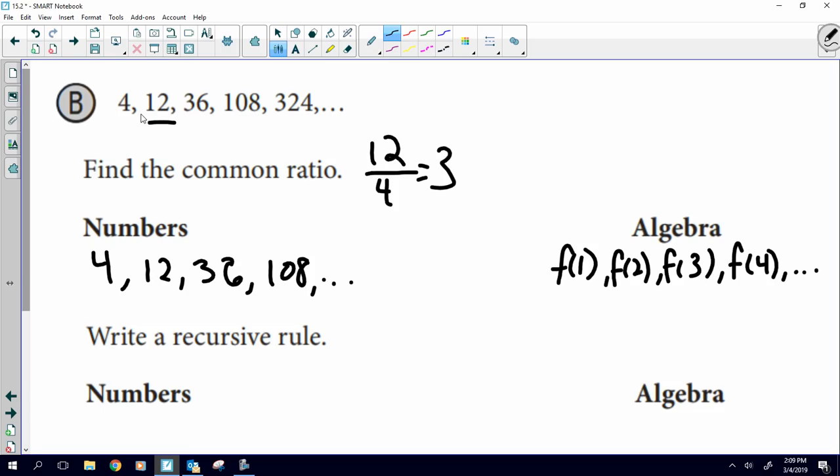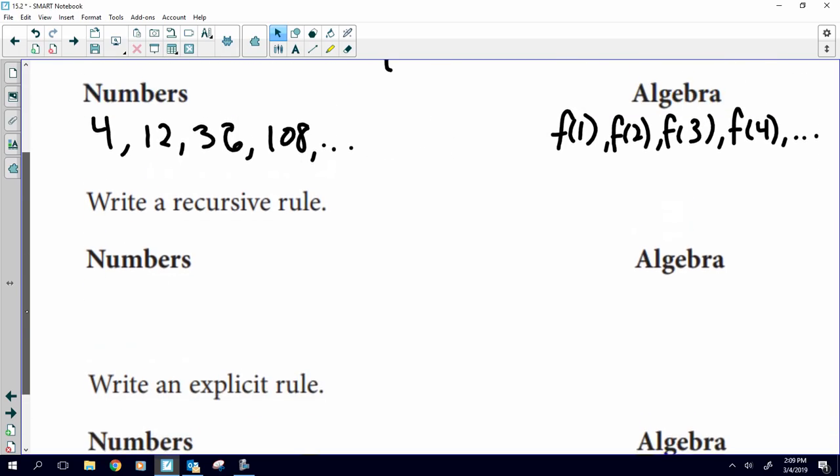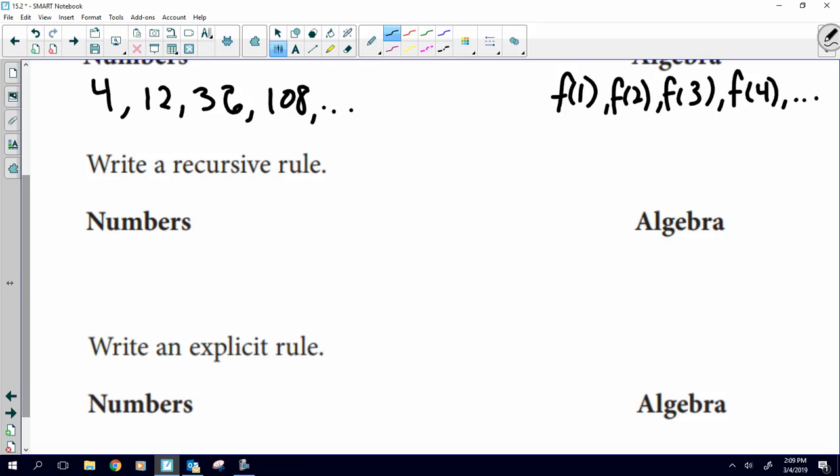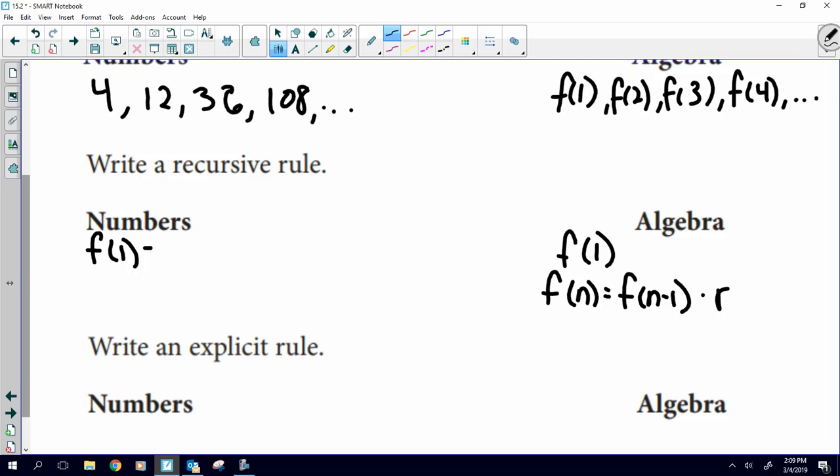Okay, so now that they actually want us to write a rule. Okay, so here comes our recursive rule. Now, we already know the general idea of our recursive rule. We need an f of 1, and then we need an f of n. Then f of n is going to be f of n minus 1 times that ratio. Okay, so all I need to do is come over here and start that. So my f of 1 is equal to 4. So now I can write my recursive rule, f of n. Right, recursive rule. Good, I'm doing the right one. So f of n minus 1 times that ratio of 4.